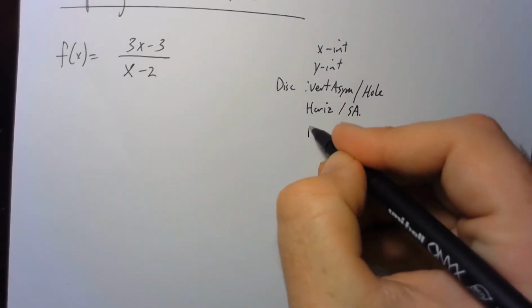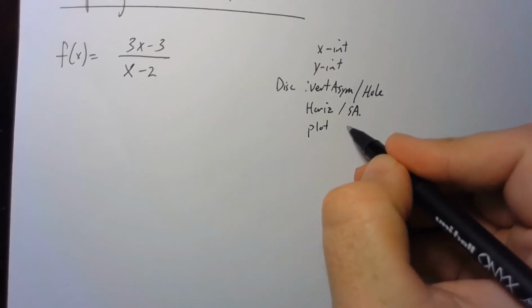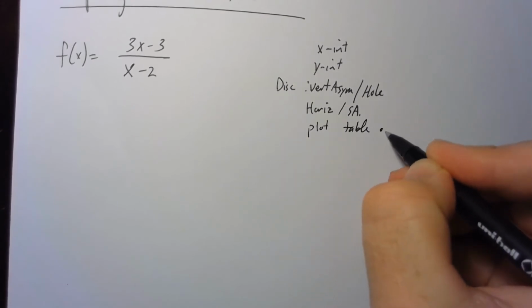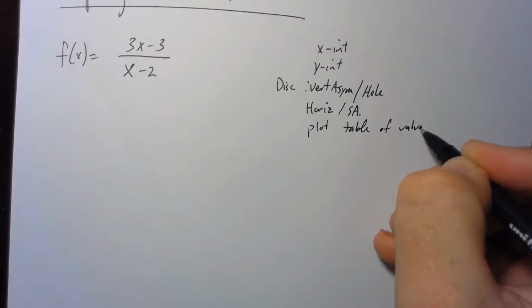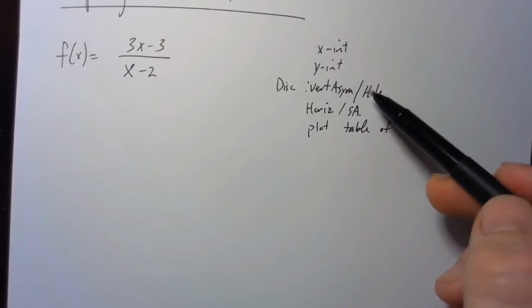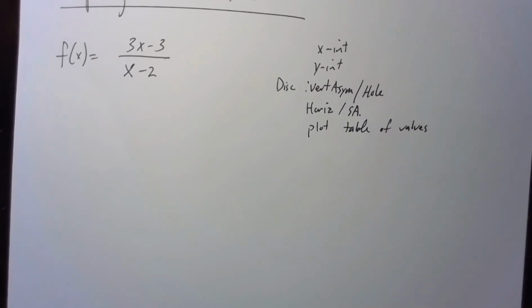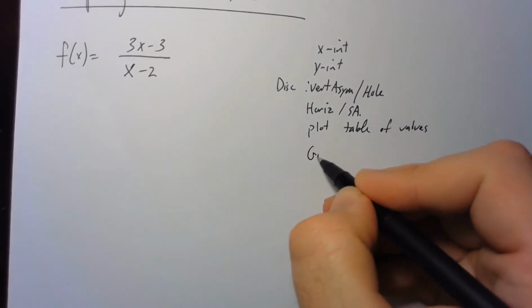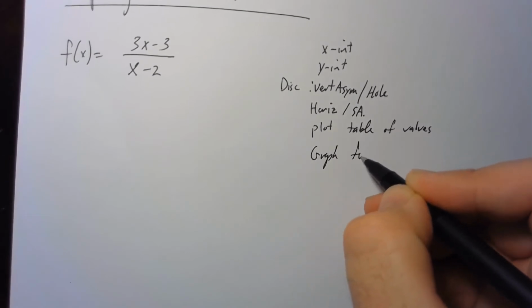You'll have to plot a table of values, specifically values in between each y-intercept, x-intercept, vertical asymptote, hole, and slant asymptote if necessary. And then your last step will be to actually graph the function. So this is what we're looking to do.